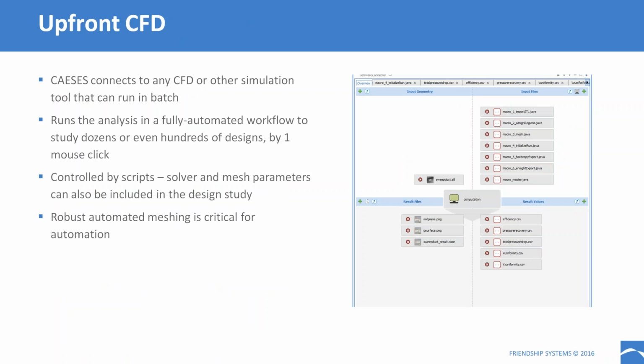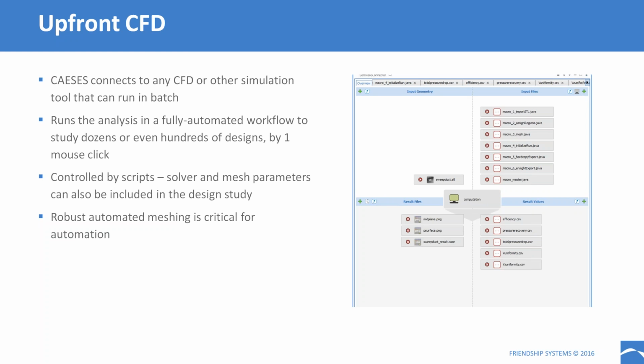So let me now quickly speak about the final two components of the typical CAESES workflow. The coupling to CFD is the next one. I've written CFD here, but it can also be other kinds of simulation tools, as we will see in our next webinar next week. CAESES can connect to any simulation tool that can be run in batch mode, and when you have set up this connection, you can very easily start the analysis or even a fully automated workflow to run a design variation with just a single mouse click.